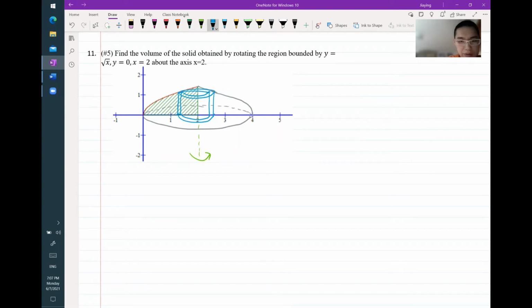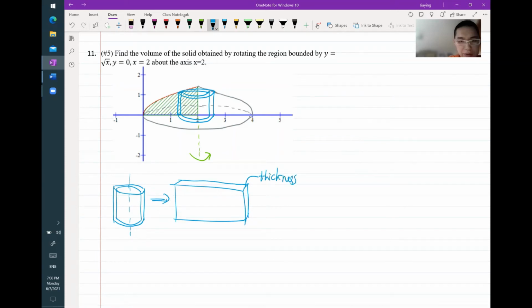That's a cylinder, right? So let me draw that cylinder on the side again. When I cut this cylinder open somewhere vertically, I get this rectangular prism. And then this is the thickness. We're going to find out how thick that is. Can anyone tell me what the thickness is in this case? Is it dy or dx?